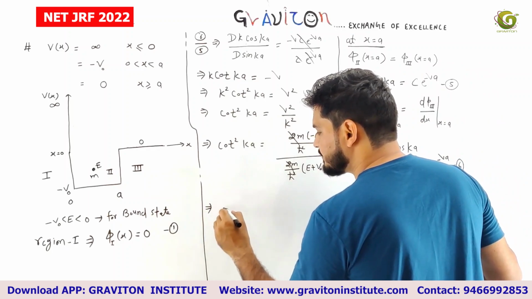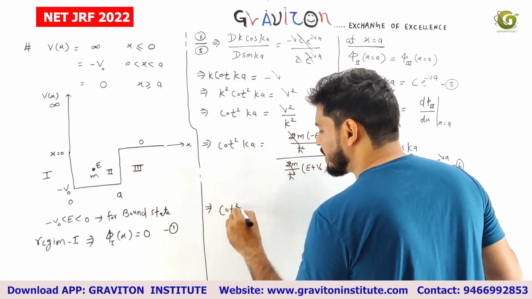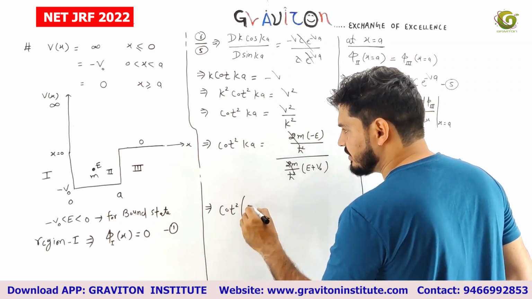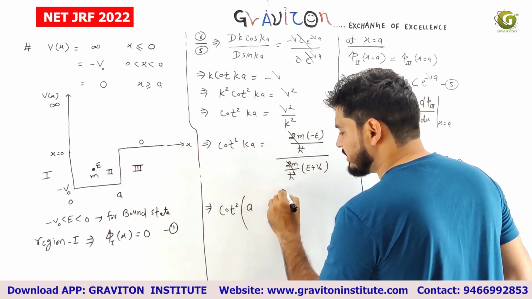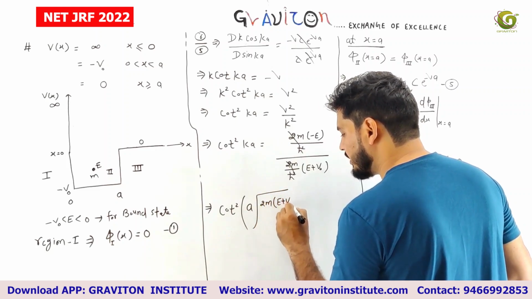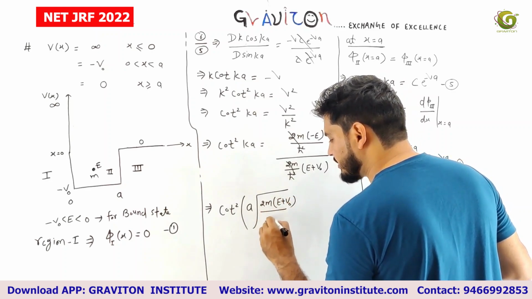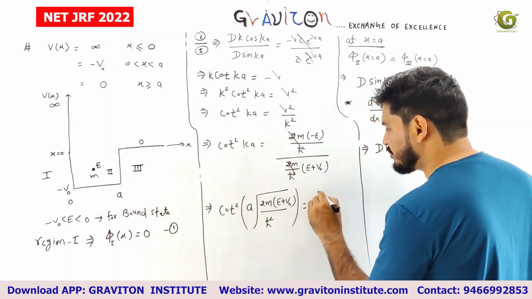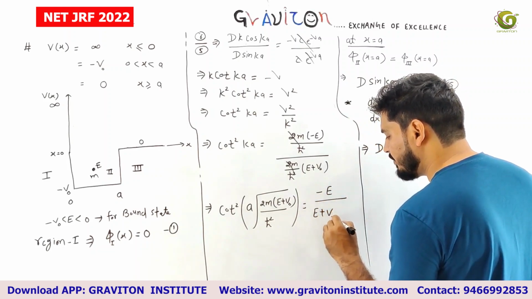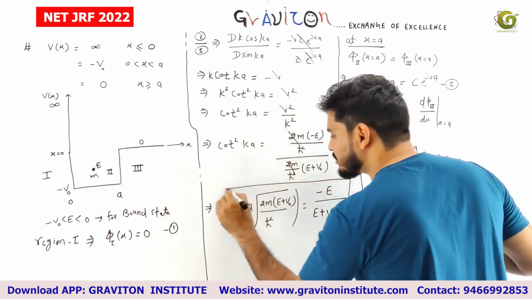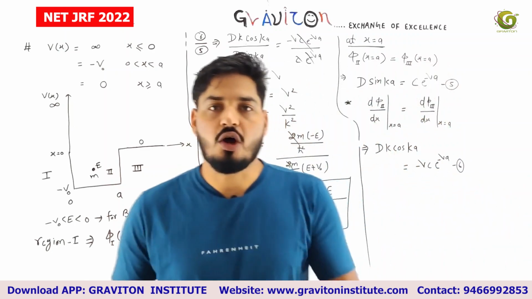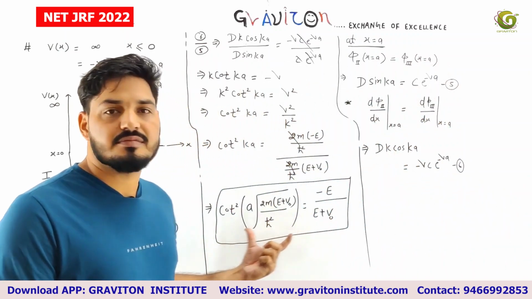So this will become cot square, and this k you can also put. So this k is nothing but a, I can put as it is, and this is under root 2m E plus V naught divided by h cut square, and this is equal to minus E over E plus V naught. This is the solution. This is the final answer. So in the options you will get this answer.